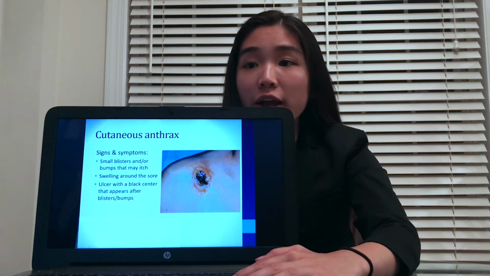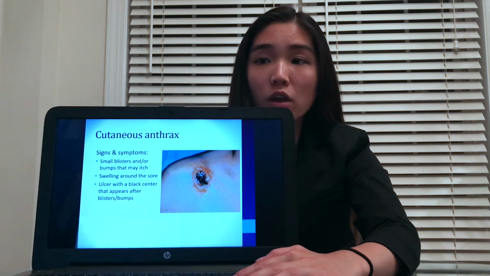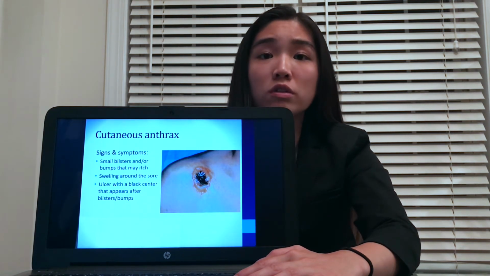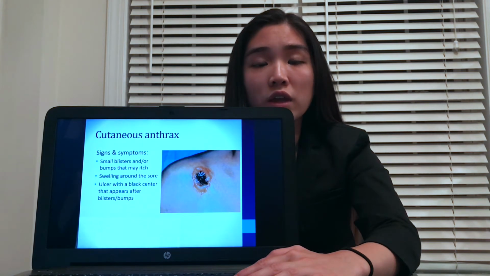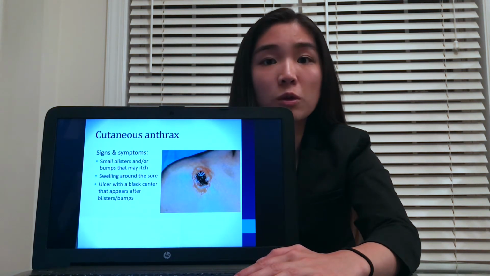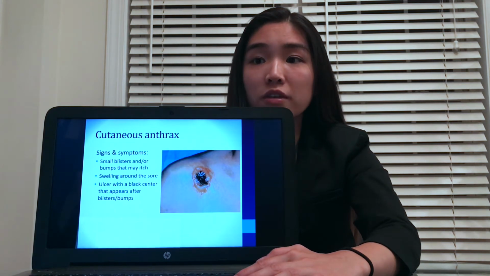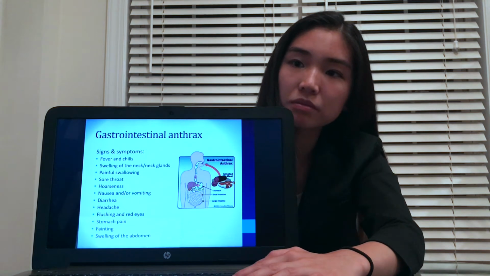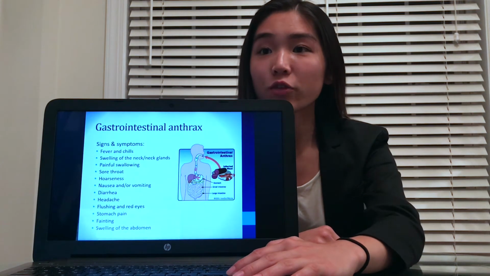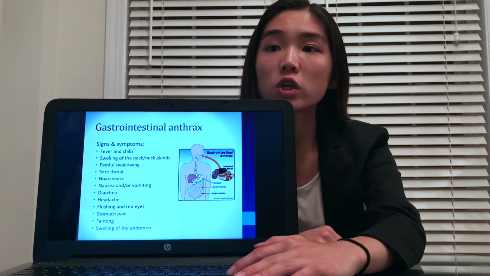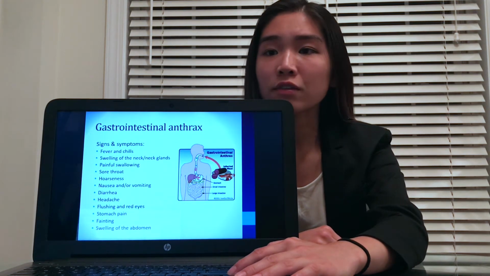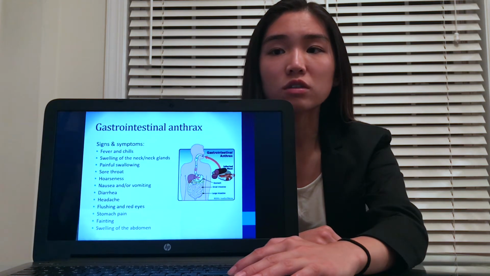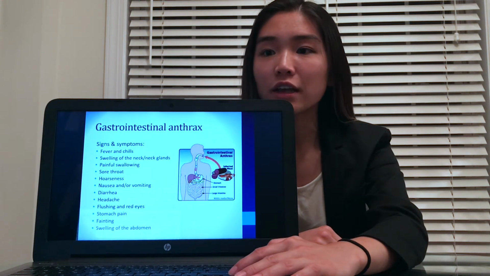So the symptoms of anthrax depend on the type of infection and can take 1 day to maybe even more than 2 months to appear. So in cutaneous anthrax, its signs and symptoms include small blisters and or bumps that may itch, swelling around the sore, and an ulcer with a black center that appears after blisters and bumps. In gastrointestinal anthrax, some signs and symptoms include fevers and chills, swelling of the neck and neck glands, painful swallowing, sore throat, hoarseness, nausea and vomiting, diarrhea, headache, flushing and red eye, stomach pain, fainting, and swelling of the abdomen.